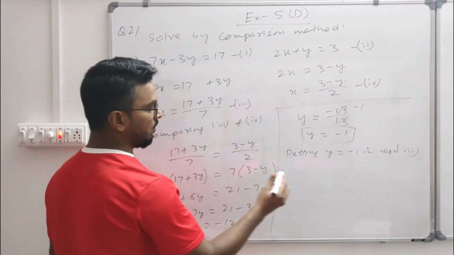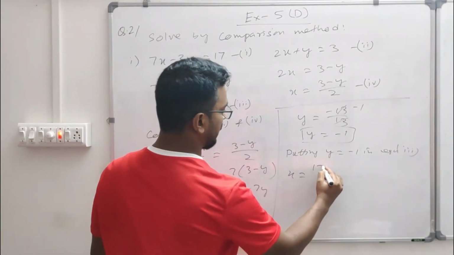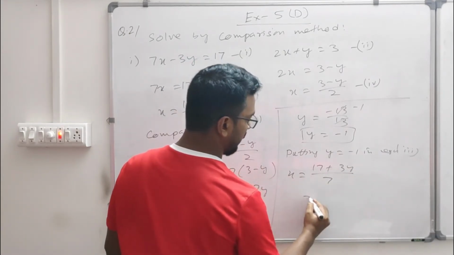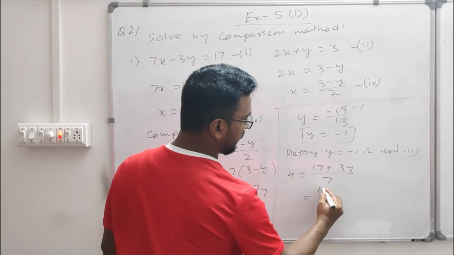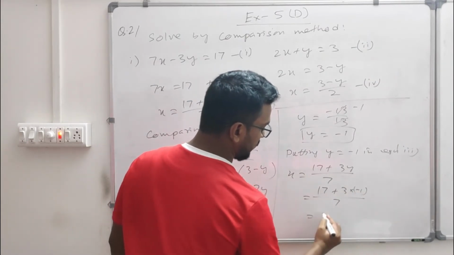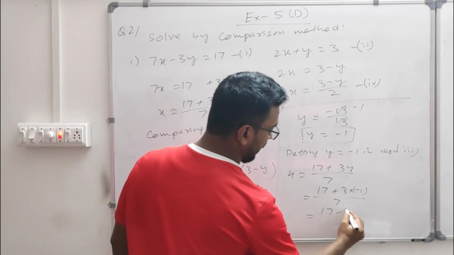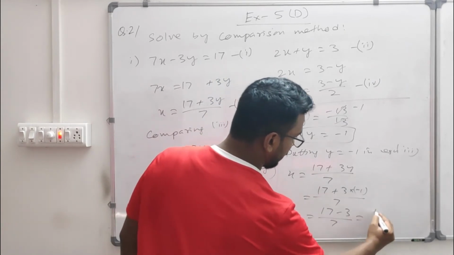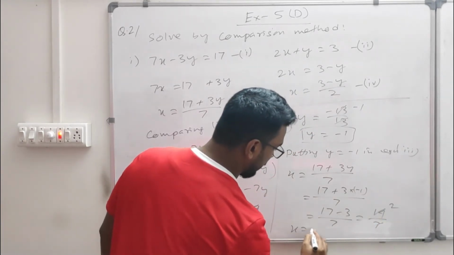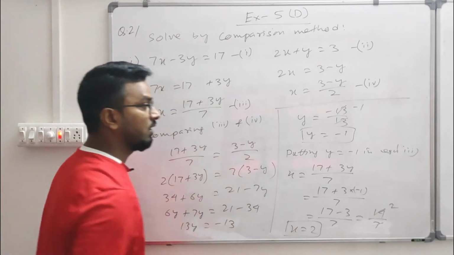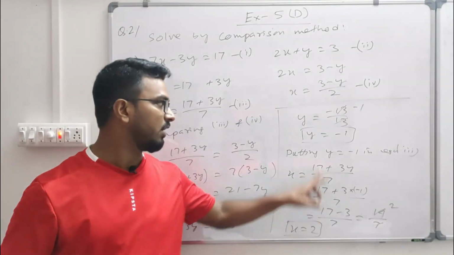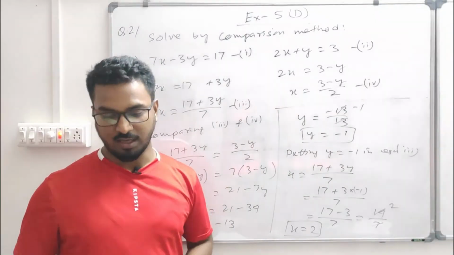The value of x is given here as (17 plus 3y) by 7. You just replace the value of y: 17 plus 3 into minus 1, by 7. So this will become 17 minus 3 by 7, so 14 by 7, which is 2. So the value of x will become 2. This is how we can find the value of x and y. Fine. We'll do the next question.